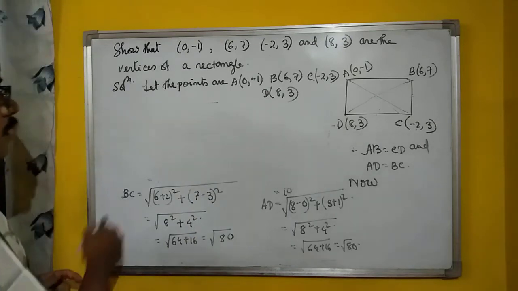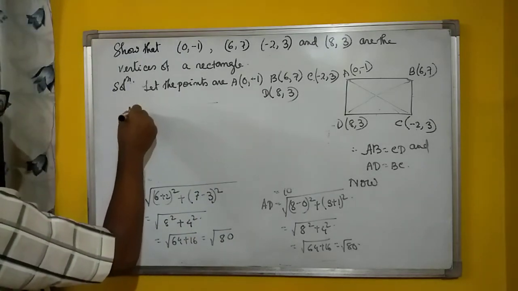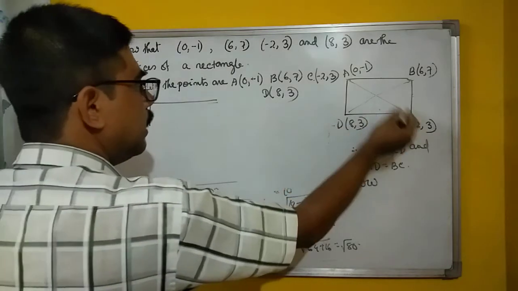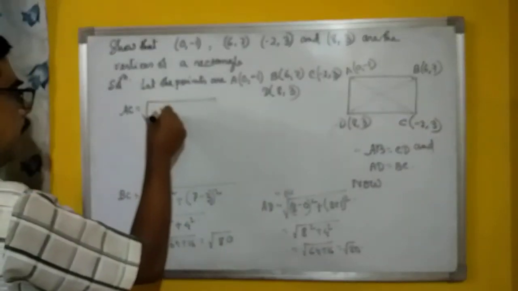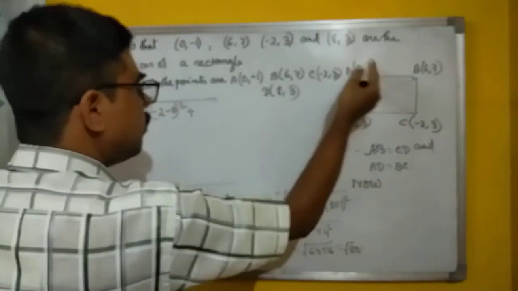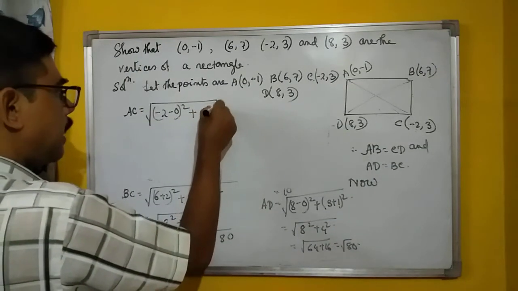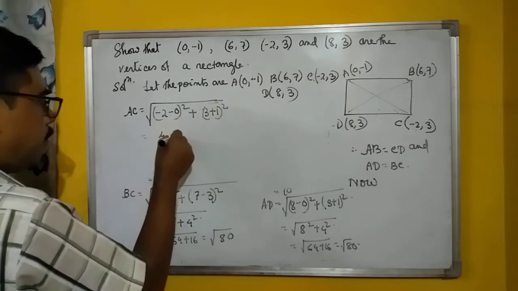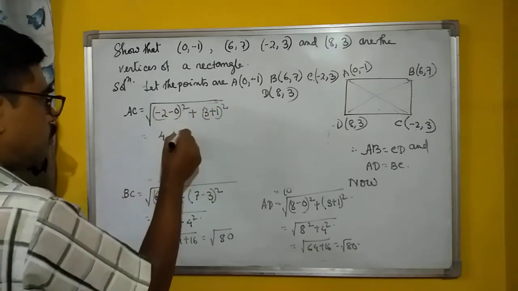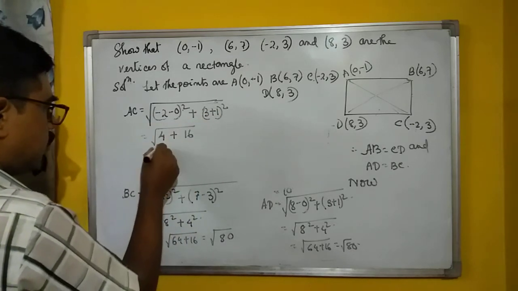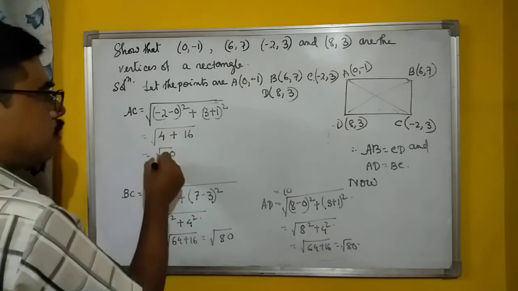So AC and BD, see, we will find AC. How much? The diagonal. Is it? (Minus 2, 0) whole square, minus 2, 0 whole square, plus 3, it is plus 1 whole square. So it will be what? 4, and 4 squared is 16. So it will be root 20. AC is root 20.